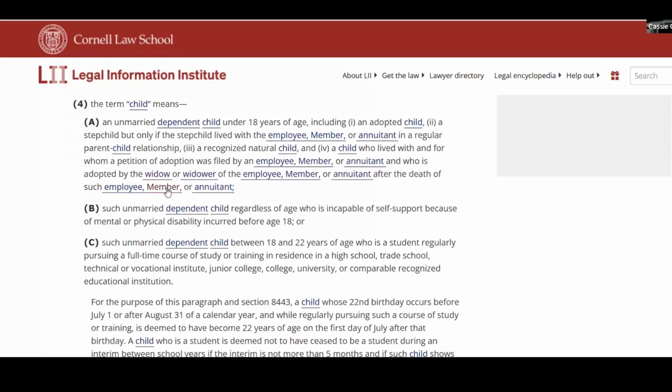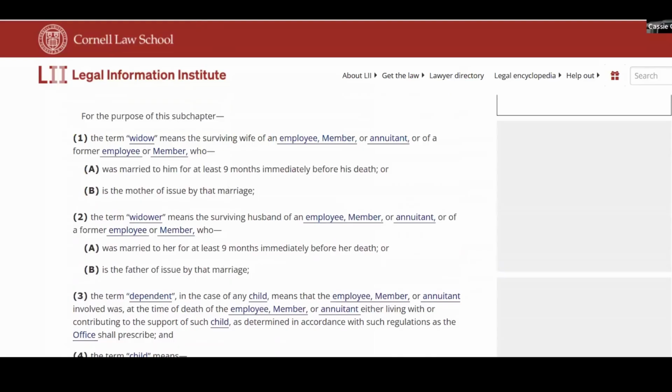Obviously, OPM can have other information as well and be able to explain it fully. Here, it has to be a documented marriage, right? So if the employee would still like to give a survivor benefit to their significant other, who is not technically their spouse, they can name them as an insurable interest. However, there are some considerations.